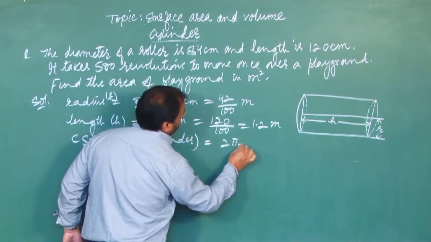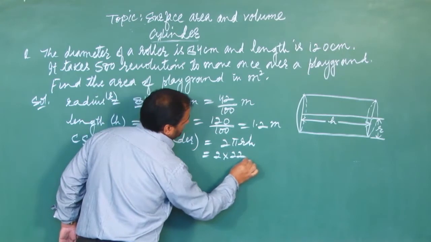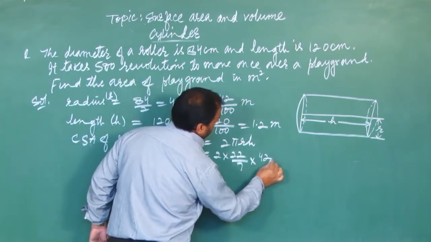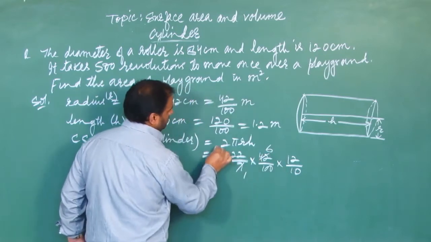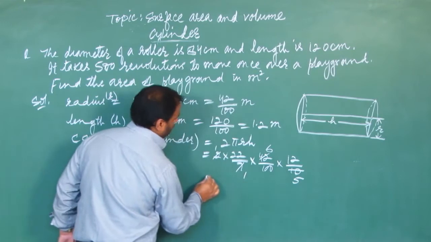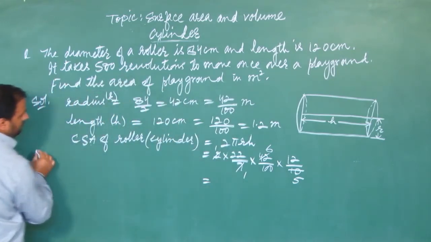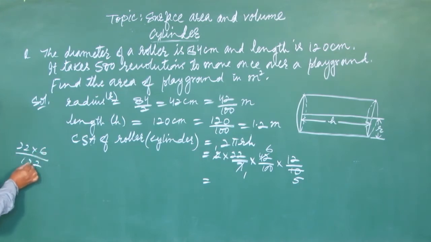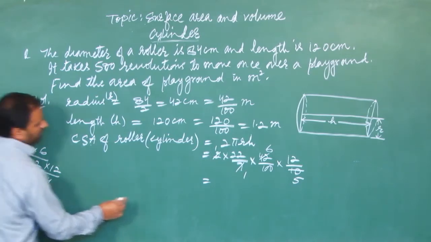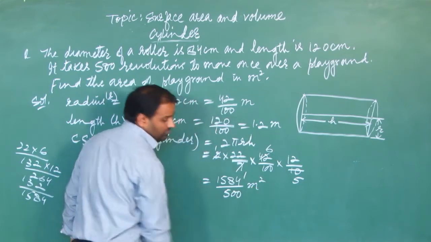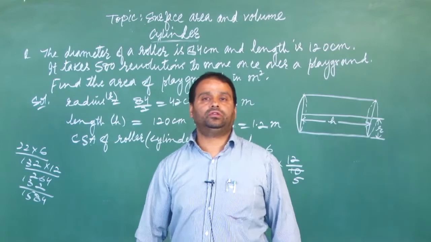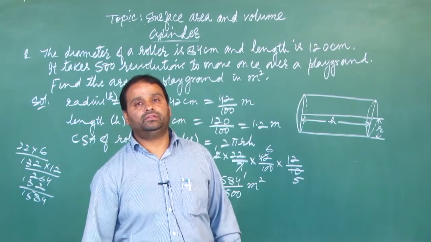It is 2 pi RH. 2 pi is 22 by 7. R is 42 by 100. And H can be written as 12 by 10. So when we calculate this, it is 1584 by 500 meters square. So the curved surface area of the cylindrical roller is 1584 over 500 meters square.